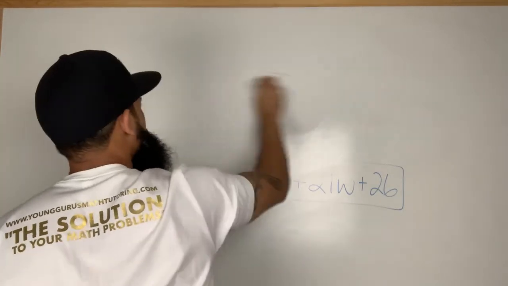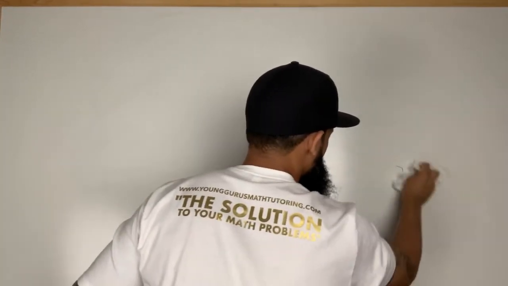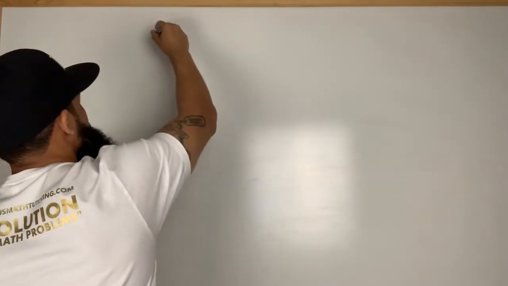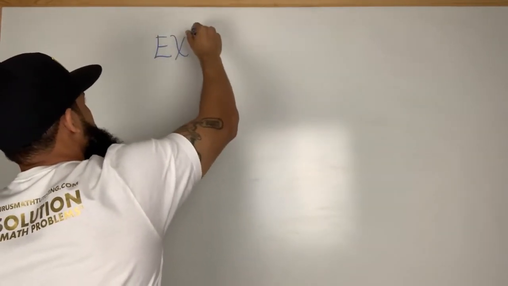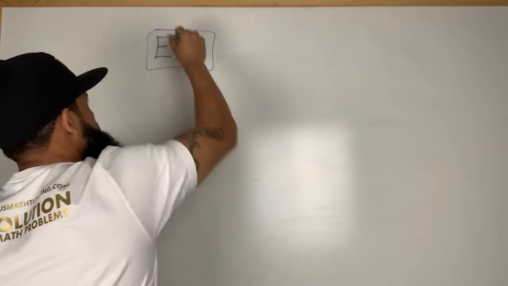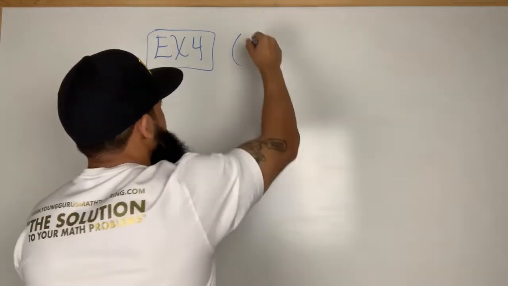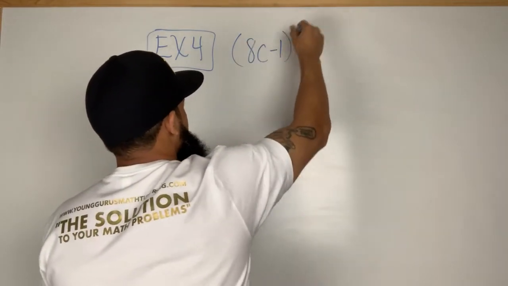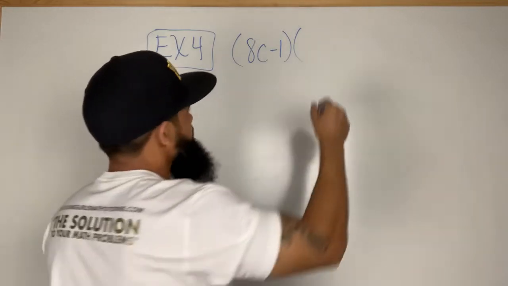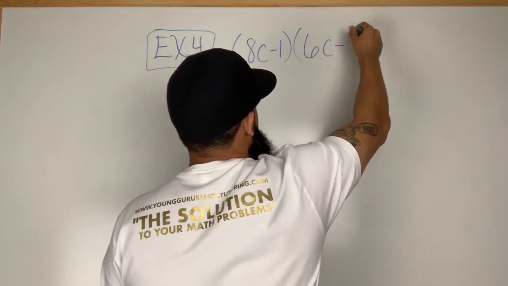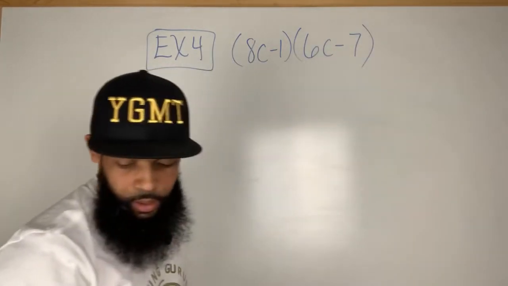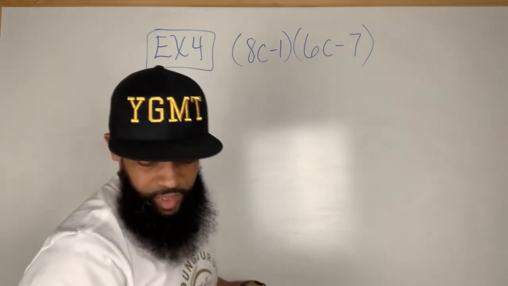All right, one more example and we will be done on multiplying binomials. This is very important because if you can get this, then factoring comes a little simpler. Some people, when they hear the term factoring, start cringing. It's almost like fractions. The example is 8c minus 1 times 6c minus 7.